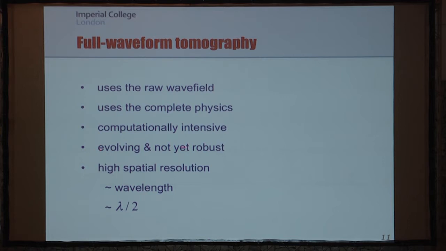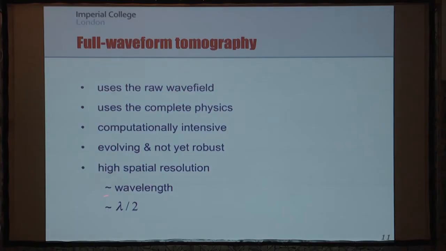It's evolving and not yet robust, so that means it's a difficult method to use. You need experts to use it. You need to write careful codes so that you get the right answer. So this is a disadvantage. So it's expensive and difficult to use. So why would we do it? The reason we do it is because it's got much higher spatial resolution, and it can resolve things in the subsurface to about the scale length of half a wavelength. And half a wavelength is much, much smaller than the Fresnel zone, so this is much, much better spatial resolution than we can possibly get from anything based on travel times. So this is the reason, this is why it's worth spending all this money and all this effort.